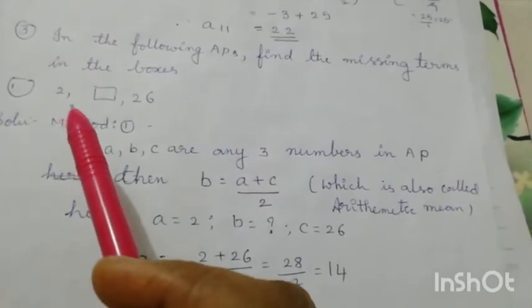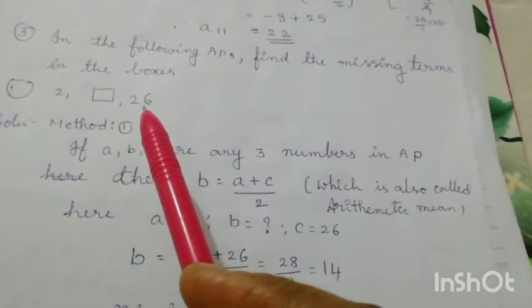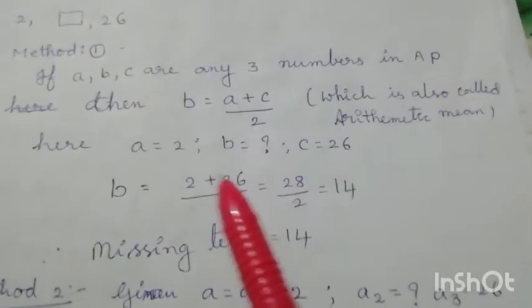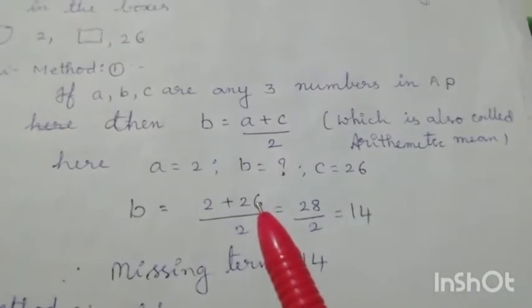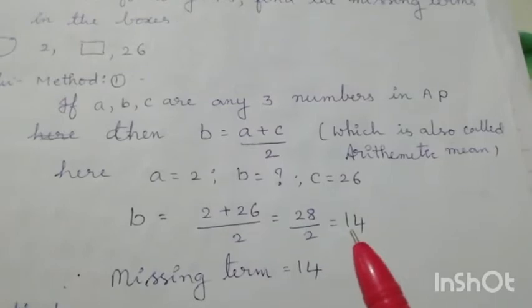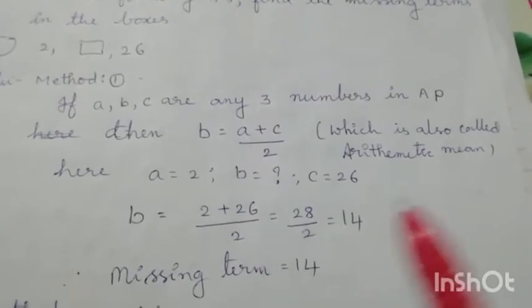Here A is equal to 2, B is equal to question mark, C is equal to 26. So B is equal to A plus C by 2, that is 2 plus 26 by 2. 2 plus 26 is 28 by 2, which is equal to 14. Therefore the missing term is equal to 14. So we do the second method.